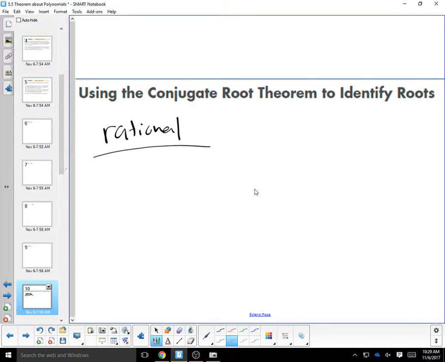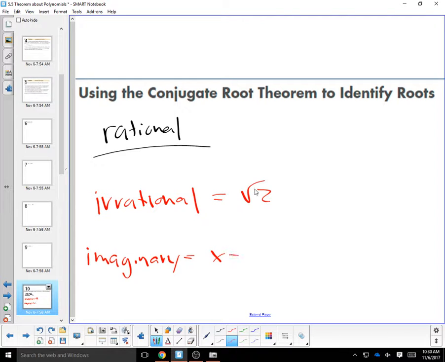Sometimes we're going to get things that are called irrational. Does someone have an example of an irrational? How about square root of 2? Yeah. Nice job. Square root of 2 is irrational. And then we have these other numbers called imaginary. Let's make it fancy: x minus i. That's imaginary, or sorry, I should say complex. Correct? We good with that?